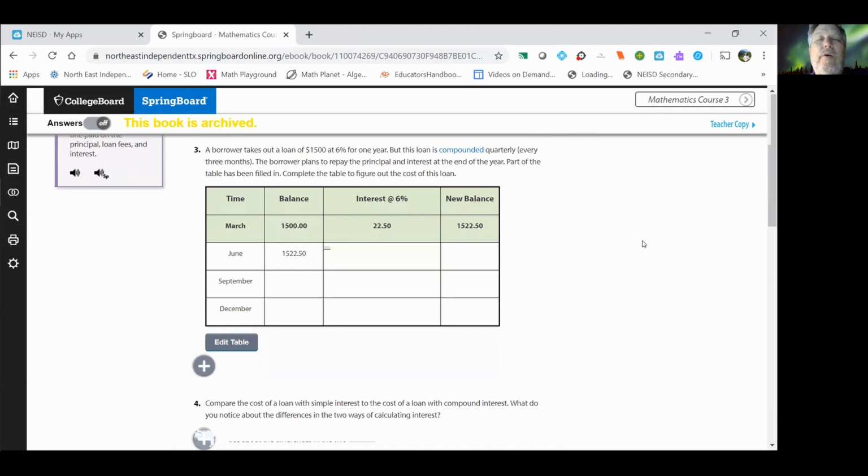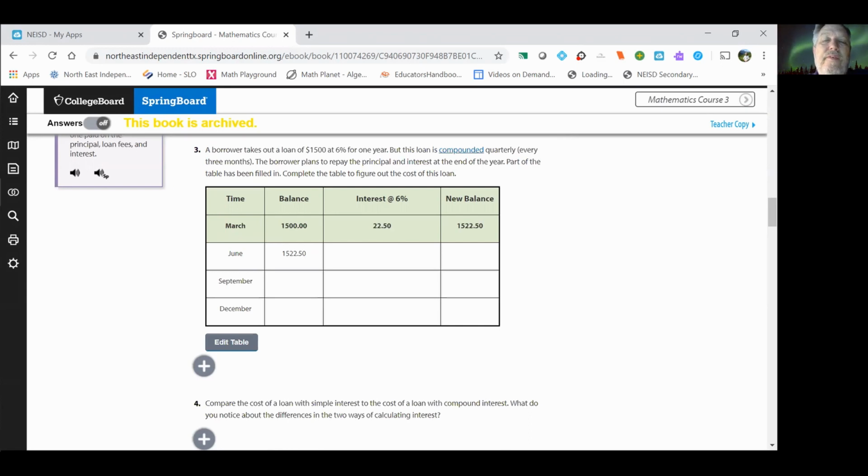Item 3, a borrower takes out a loan of $1,500 at 6% for 1 year. But this loan is compounded quarterly, every 3 months. The borrower plans to repay the principal and interest at the end of 1 year. Part of the table has been filled in. Complete the table to figure out the cost of this loan.